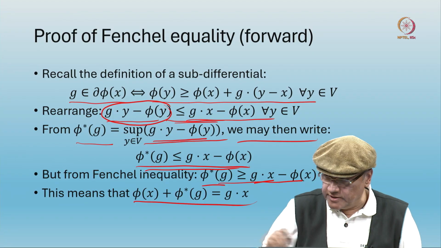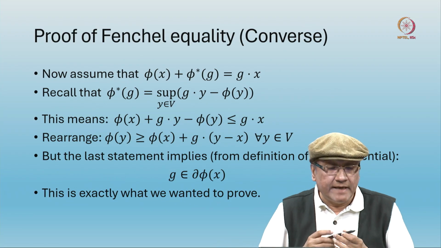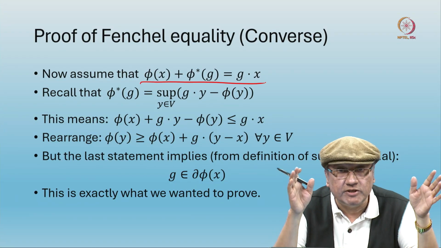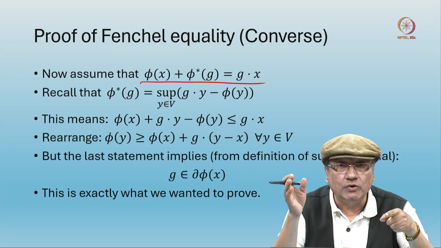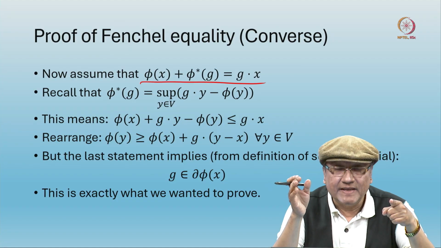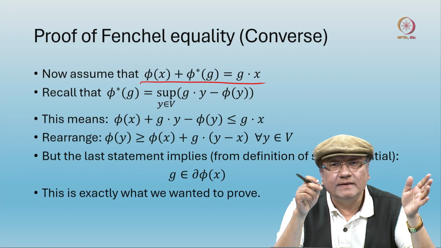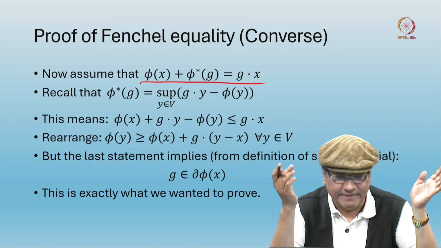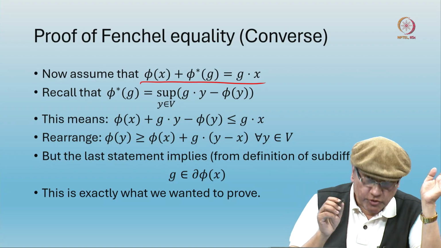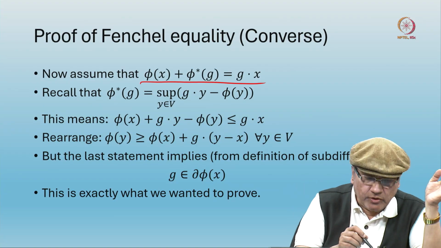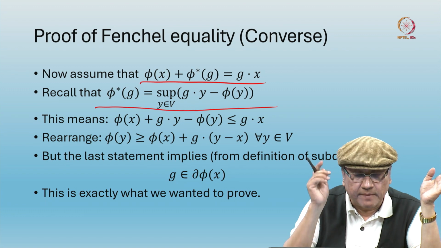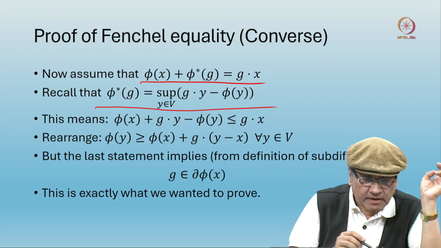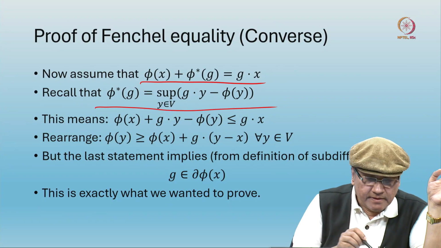The reverse logic, the converse of it, for that you have to assume that this holds, that is phi x plus phi star G equals Gx. Then show that if this is true, then G must be in the set of subdifferentials of phi. To do that, you again invoke the definition of the subdifferential phi star G, which I have just written here.